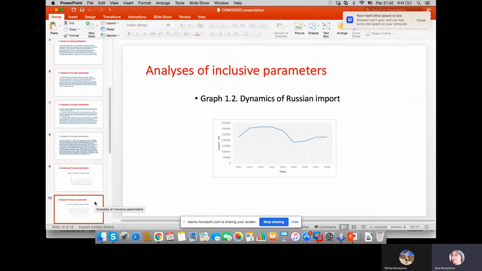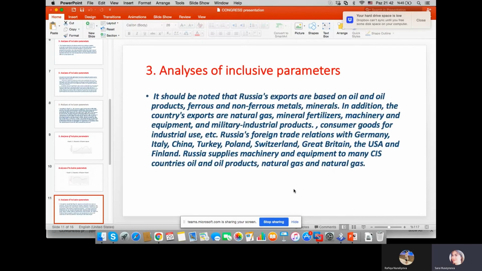And then here, by the Excel program, describing the dynamics of the Russian import process. Here are again the years, and it's an import process of the Russian Federation. And again we have an increasing and then decreasing process, and then we have an increasing process. And it should be noted that Russian exports are based on oil and oil products.